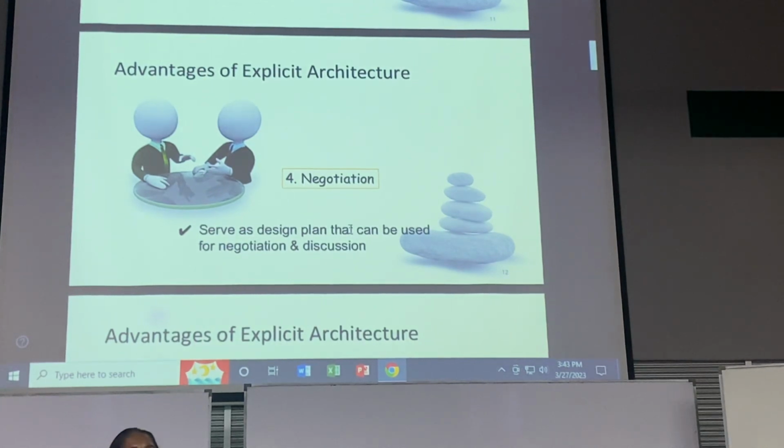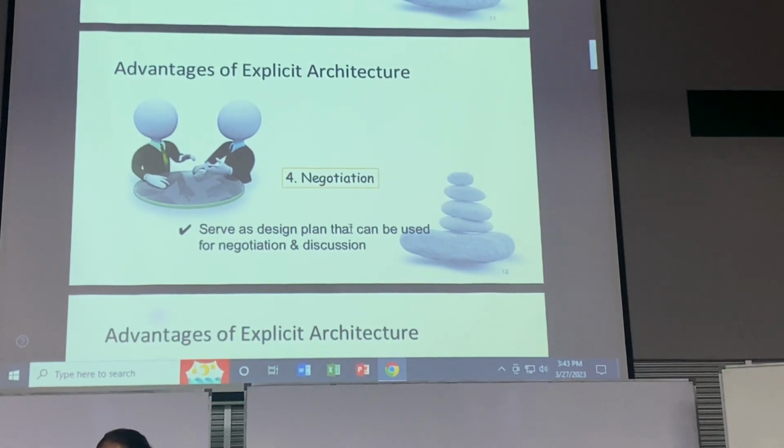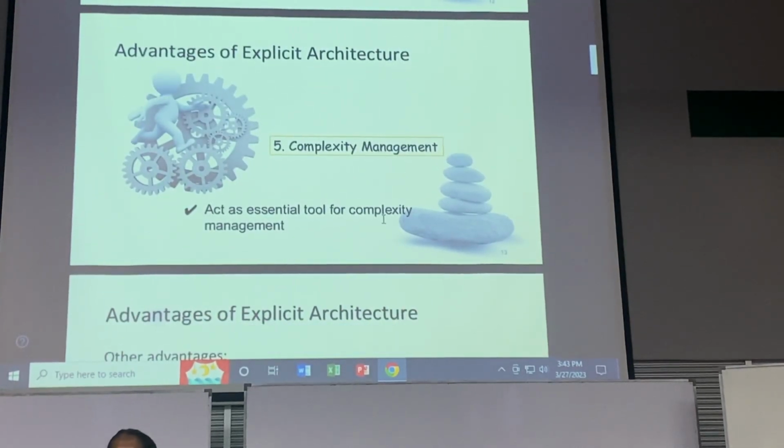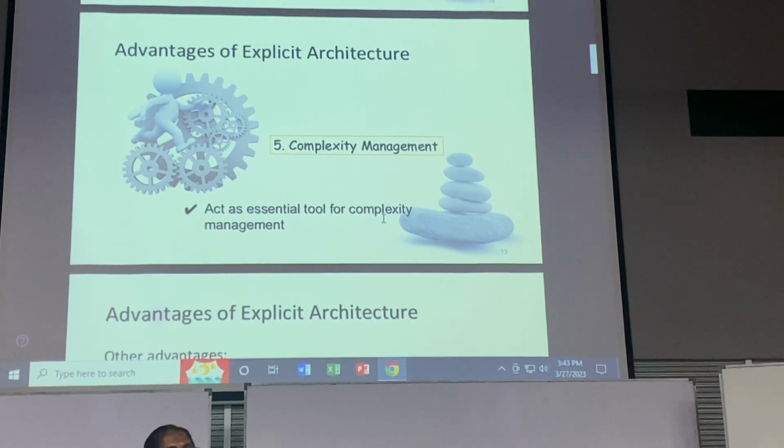You can see there are a lot of advantages with the architectural design process. Next is complexity management. This can act as an essential tool for complexity, for very complicated projects. For example, in software process models, we have the spiral model, right? The spiral model is used for complex projects. For your assignment, I think you won't face this problem because your assignment is not very complex. It's very easy, but anyhow, people are suffering.